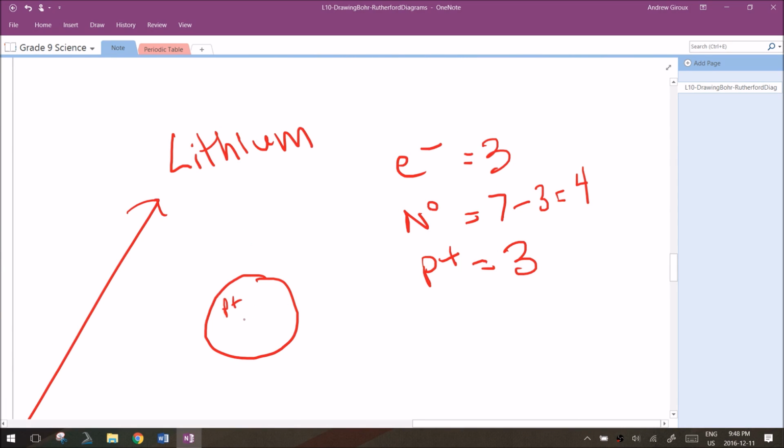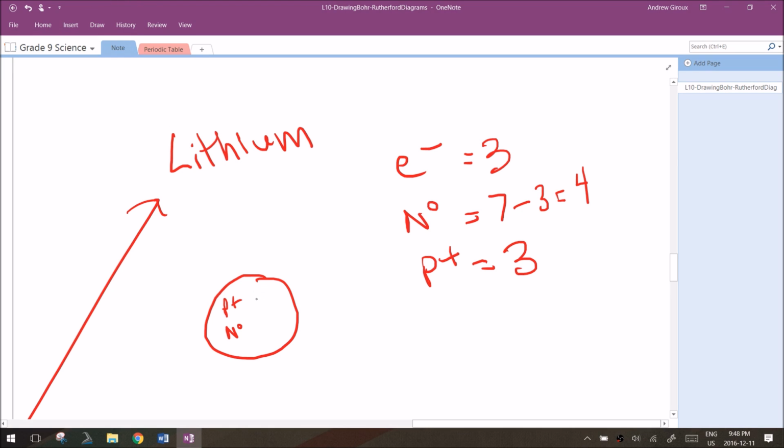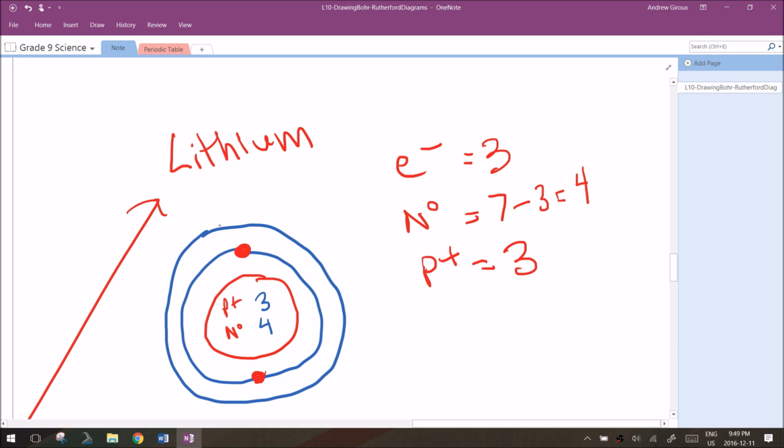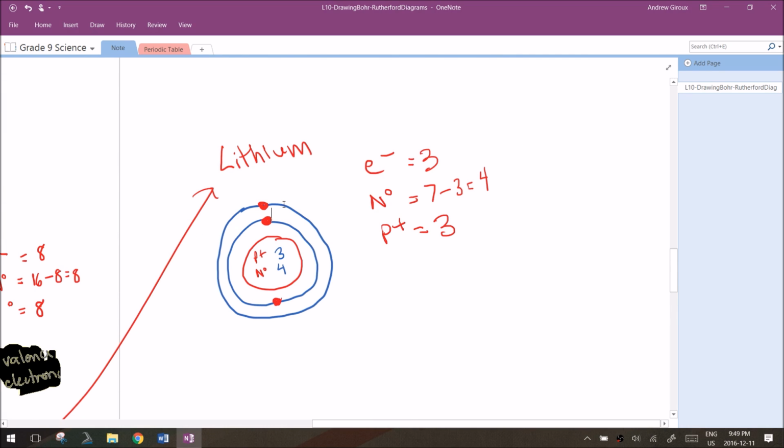Nucleus has our protons and our neutrons. We get 3 protons, 4 neutrons, and then we need to just draw our energy shell. I hope your diagrams are a little bit neater than mine, given that you're not drawing on a computer. So let's place the electrons, 1, 2. Only can put 2 in the first shell, so I need a second shell to put my third electron. So lithium has 1 valence electron, and there's the Bohr diagram for lithium.